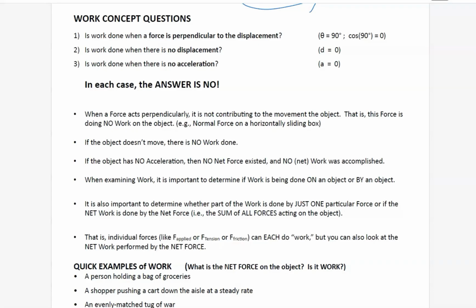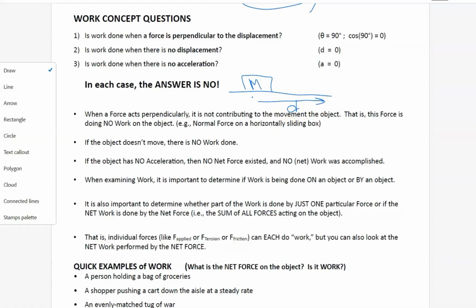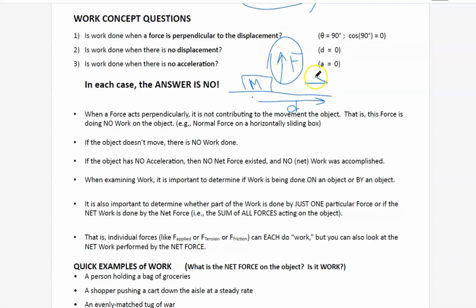Number 1, is work done when force is perpendicular to displacement? Okay, what am I talking about here? Well, let's say you have a box, has mass m, and you want it to go this distance. You want it to go that far. Well, you could use a force that's in the same direction, but what happens if you use a force that's perpendicular to the direction you want to move? You can't do any work that way. There is no component of this that's going this direction.